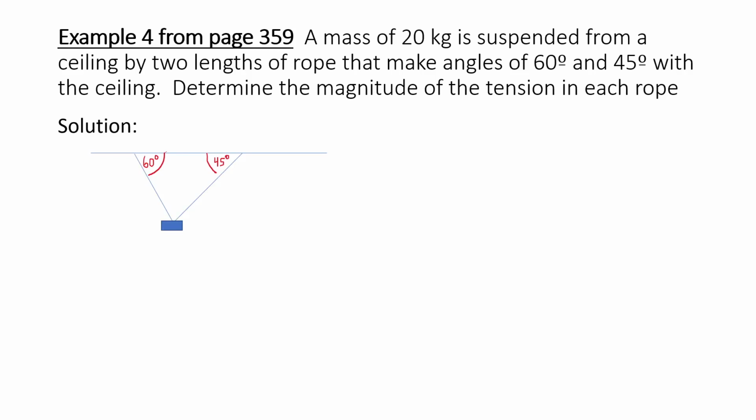Right now we have no vectors drawn so far, but what we do have is a rope and a ceiling that make an angle of 60 degrees with each other. And we have that same ceiling and a second rope that make an angle of 45 degrees with each other. So again, no vectors are drawn so far. But what's interesting is this is a situation of equilibrium. There's no net force here because there's no movement. That mass is suspended in the air. It's not moving at all.